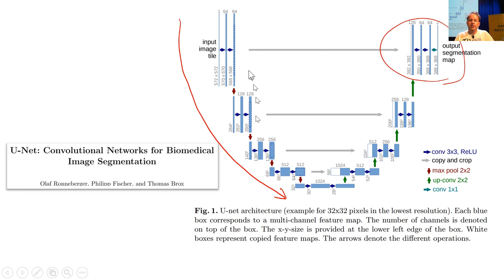And that was it until UNET came along. That's what people did, and it didn't work real well, which is not surprising. In this 28 by 28 feature map, how is it going to have enough information to reconstruct a 572 by 572 output space? That's a really tough ask. So you tended to end up with results that lacked fine detail.